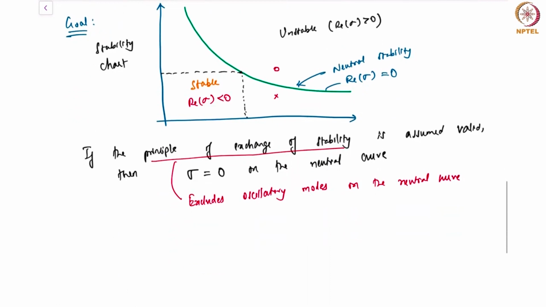Such an analysis is much harder for the Marangoni instability. It has been shown in the work of Vidal and Acrivos in 1966, but I will not be able to go through the derivation of this proof of exchange of instability. We will assume that the principle of exchange of stability is valid, which means that sigma is 0.